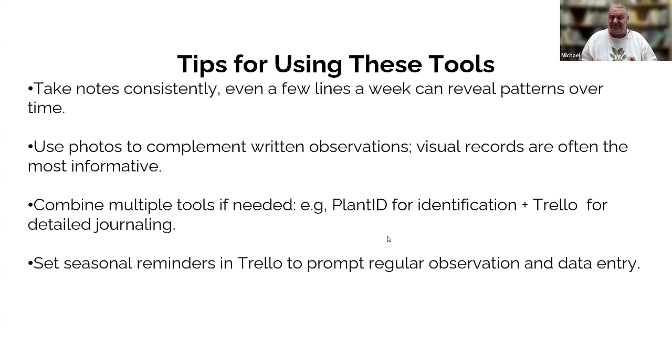Again, it's great to have the digital tools, but it's only a snapshot in time. These can help us with our observations. Use photos to complement written observations. Visual records are often the most informative. They say a picture's worth 1,000 words, and it's quite true. Combine multiple tools if needed. You can combine the likes of Plant ID for identification and then Trello to store the information as far as your journaling.